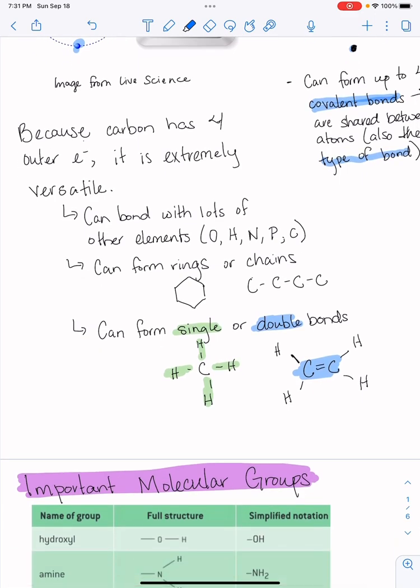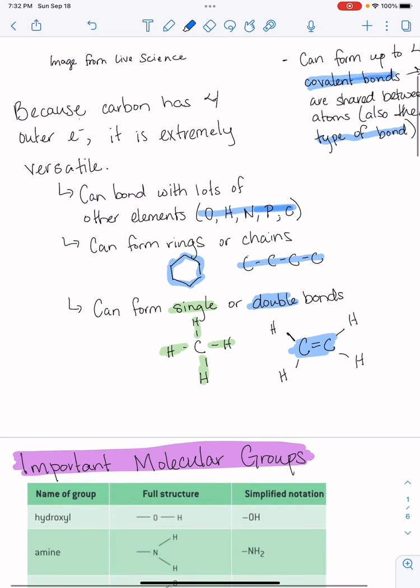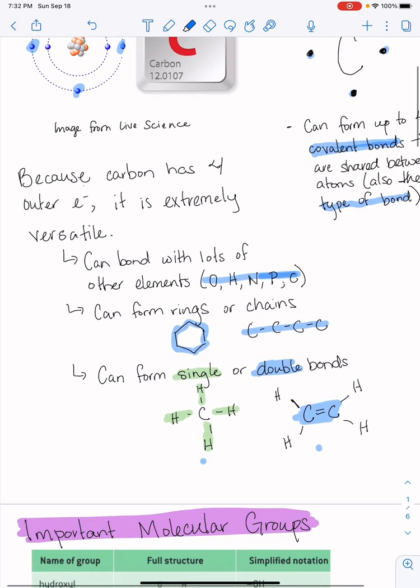And what that means is it can bond with a lot of different elements like oxygen, hydrogen, nitrogen, potassium, and other carbons. Because it can form up to 4 bonds, it can create these rings, which we'll talk about in a second, or it can create long chains of carbon, which you'll see in lipids. And it can actually form single covalent bonds or double covalent bonds, which you can see in these 2 examples, methane and then ethylene is right here. These are just 2 examples. So that's kind of the importance of carbon.